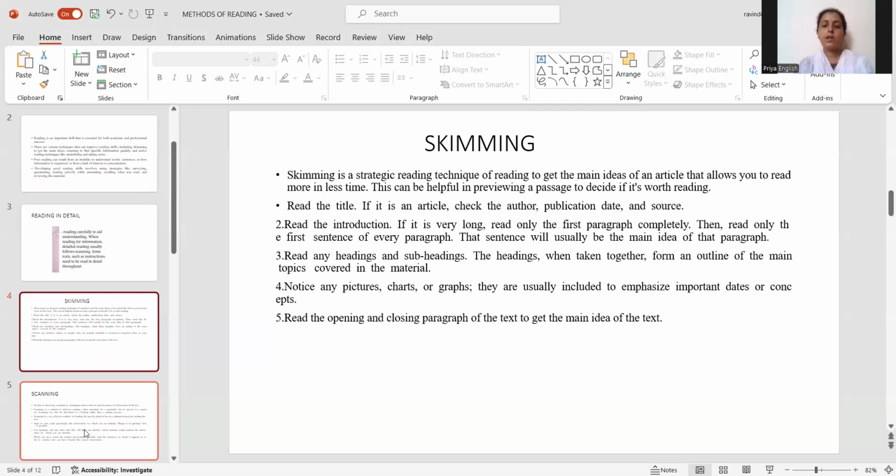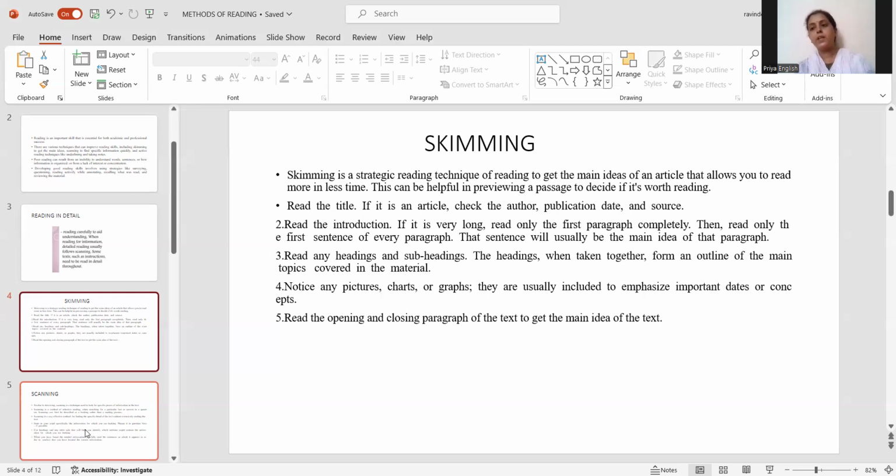Next, read the introduction. The introduction will be in the first part. If it is very long, read only the first paragraph completely. Then read only the first sentence of every paragraph. That sentence will usually be the main idea of the paragraph.